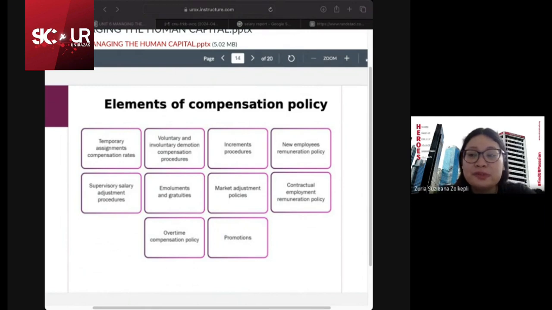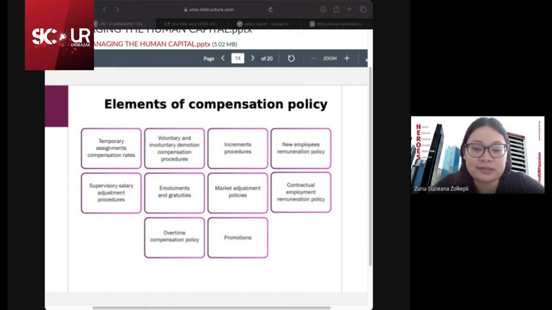Salary adjustment procedure. It depends sometimes, but I don't think this is done frequently. I mean, maybe once in a particular year they revise salary. They revise salary based on the cost of living, based on the market trends, salary market trends and so on. And then emoluments and gratuities.